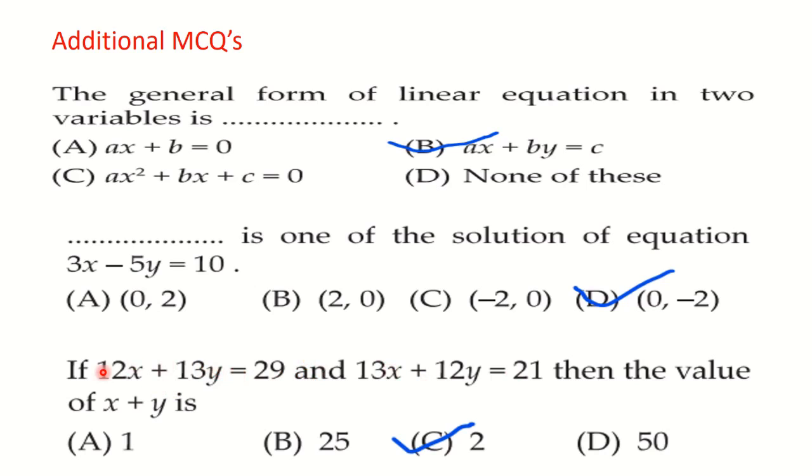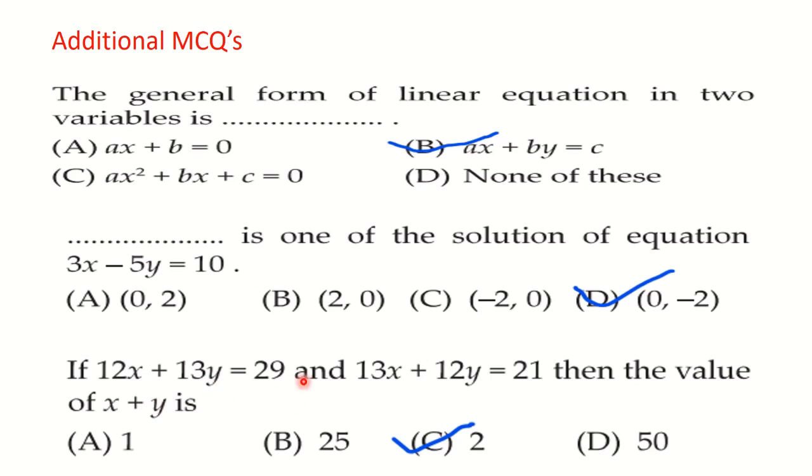That means what you will observe is the coefficients are interchanged. See, here 12 is the coefficient of x and here it is of y. Similarly, here 13 is of y and 13 is of x. So coefficients are interchanged. Then in that case, if you want to find x plus y, you need to add these two equations. And if you want to find x minus y, you need to subtract them, depending upon the sign in the middle. Now since here a plus sign is in the middle and we want x plus y, so we have to add.